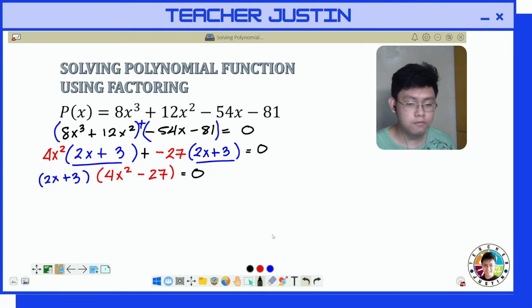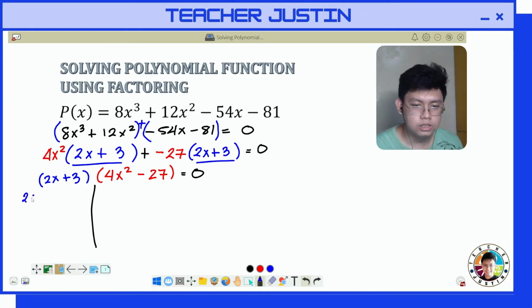So, after we factor, our next step will be to equate each factor to 0. 2x plus 3 equated to 0. We will have 2x plus 3 is equal to 0. And the other factor will be 4x squared minus 27, then equated to 0. Then let's solve for the value of x.